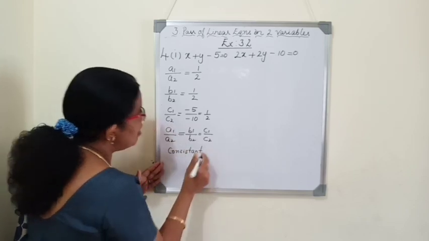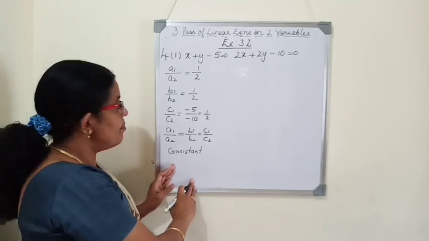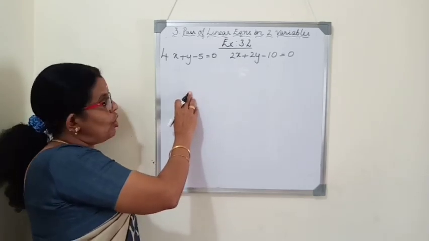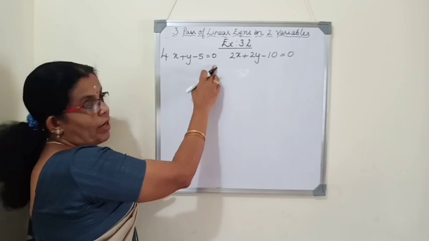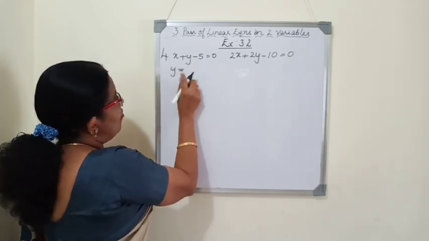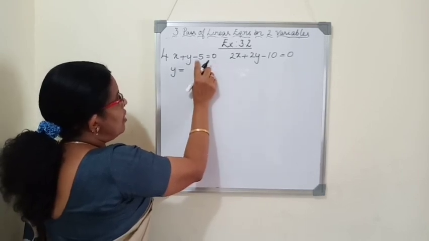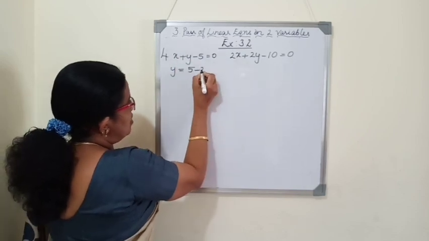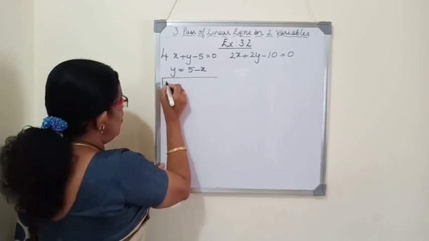So now we will draw the graph for this. If it is consistent, we have to draw the graph. Before drawing the graph, we will find the solution for each equation. So the first equation is x plus y minus 5 is equal to 0. So here y is equal to, y we will keep it in the left side. We will take all the numbers to the other side. So here minus 5 becomes plus 5 and x becomes minus x. So this is the first equation. So now we will find the values for x and y.